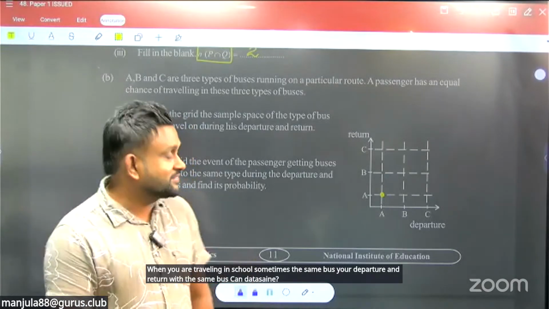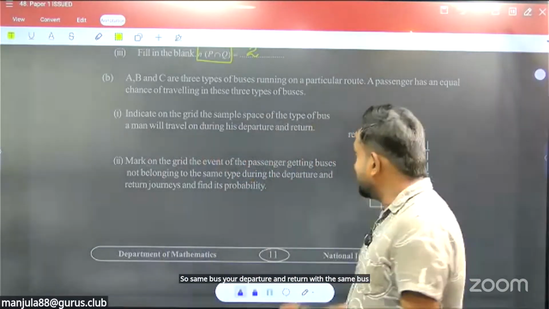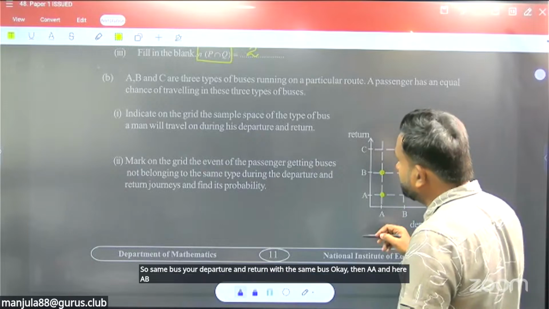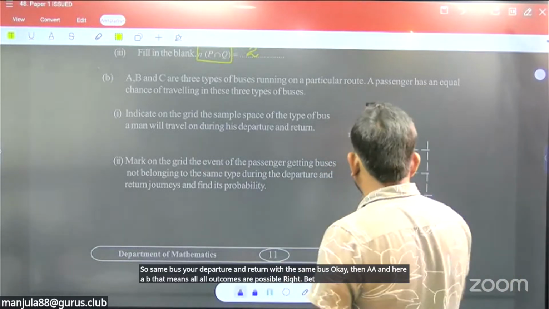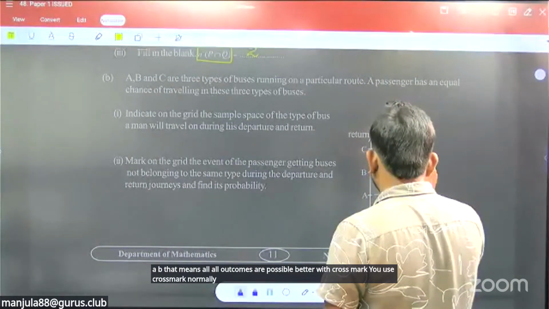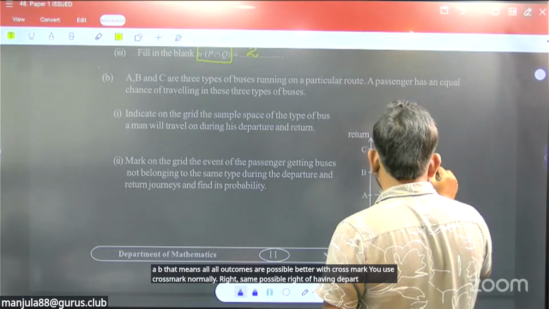So the same bus, you departure and return with the same bus. Okay, then here A B, that means all outcomes are possible, right? Better with a cross mark, right? You use a cross mark normally, right? The same is possible, right, of having departure and return, right?